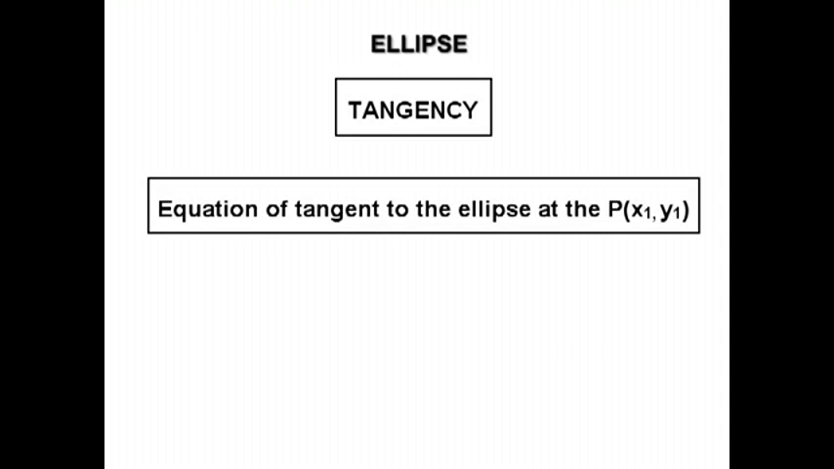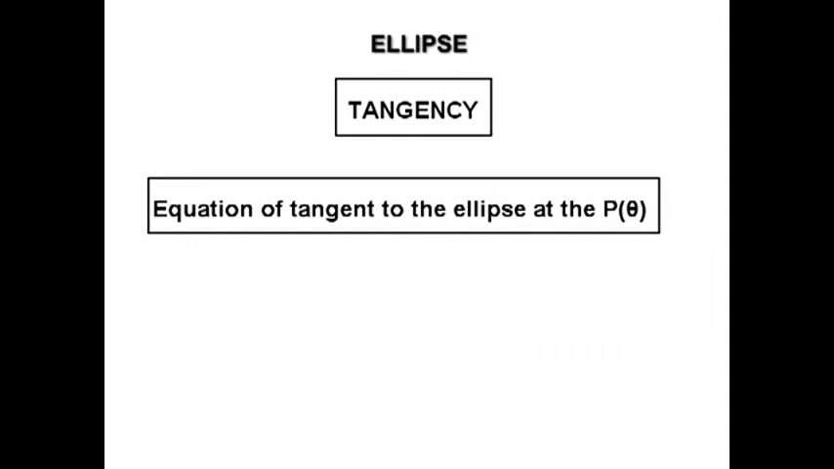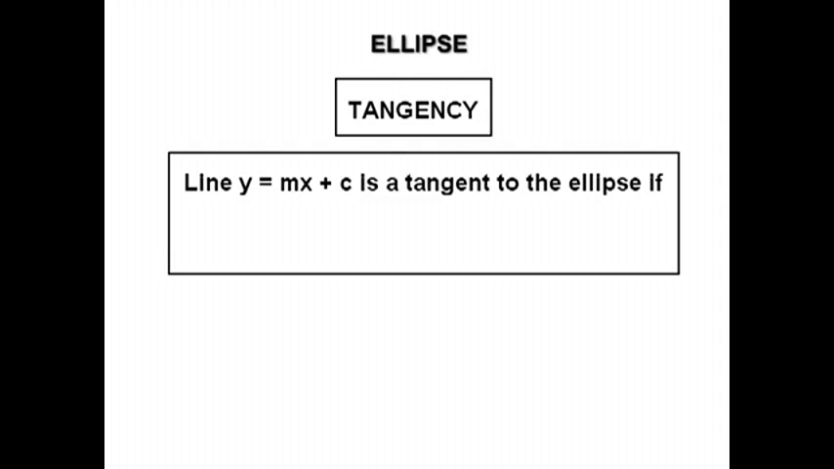Tangency. Number 1. Equation of tangent to the ellipse x square upon a square plus y square upon b square equal to 1 at P(x1, y1) is xx1 upon a square plus yy1 upon b square equal to 1. And equation of tangent at P of theta is x cos theta upon a plus y sin theta upon b equal to 1.